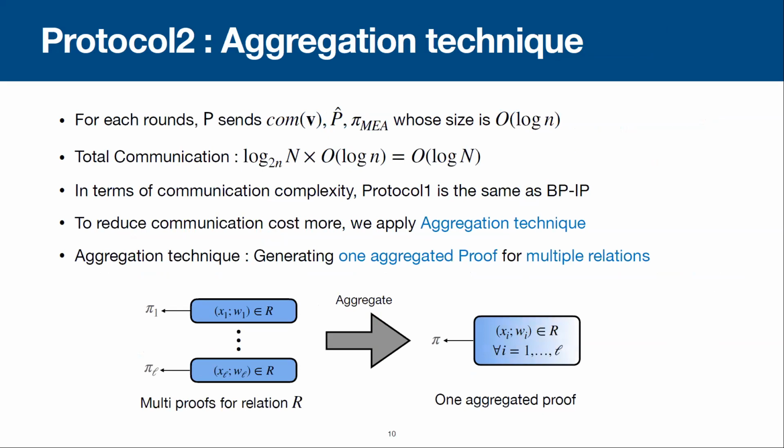Next. After applying the commit and proof approach, for each round, the prover sends a commitment and the updated instance P hat and proof pi, whose size is O(log small n). Then the total communication of protocol 1 is O(log large n). In terms of communication cost, protocol 1 is the same as BPIP. To reduce communication more, we apply the aggregation technique. The aggregation technique is this: generating one aggregated proof for multiple relations.